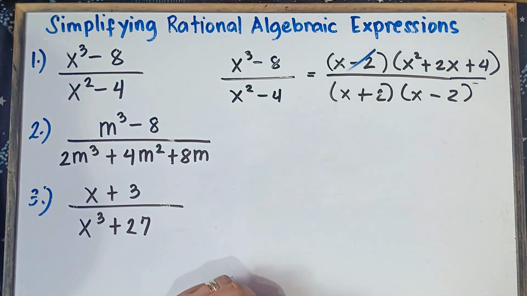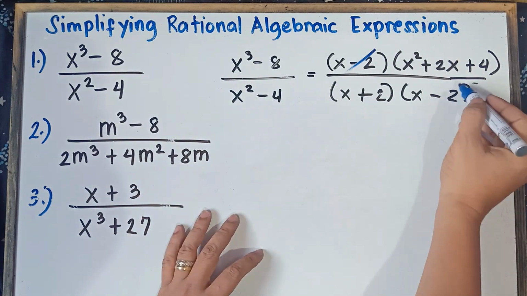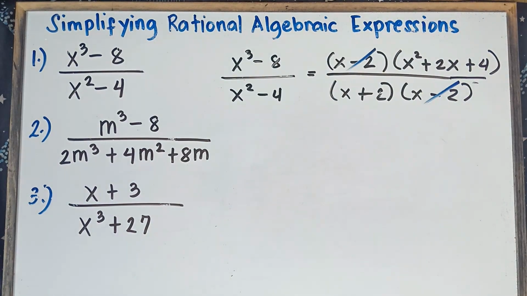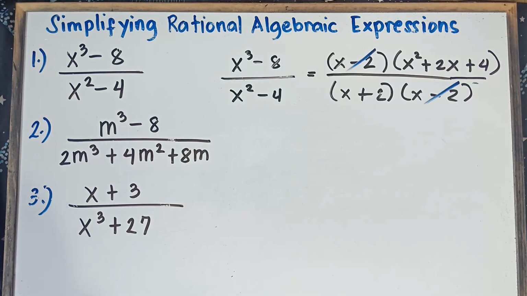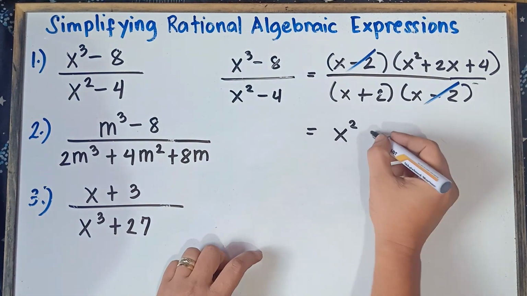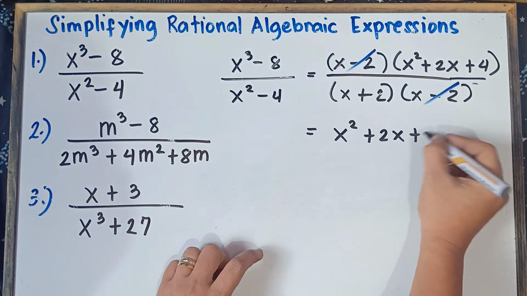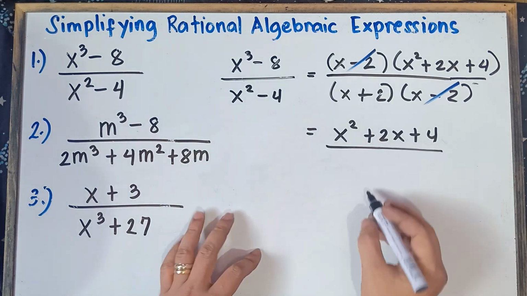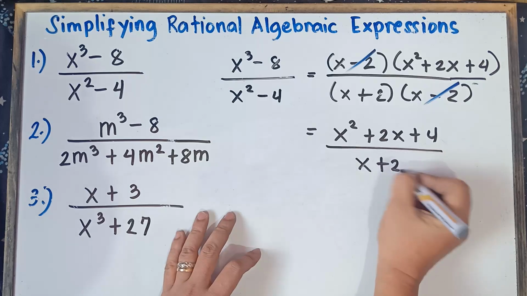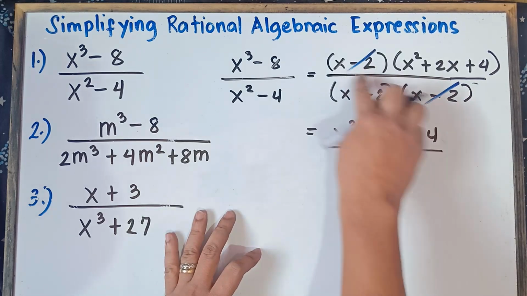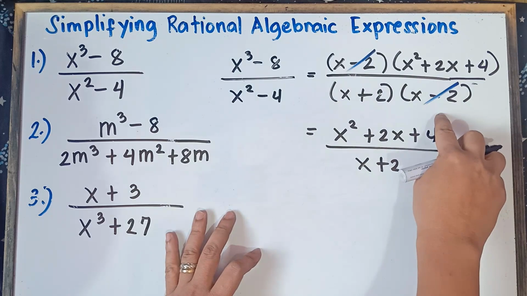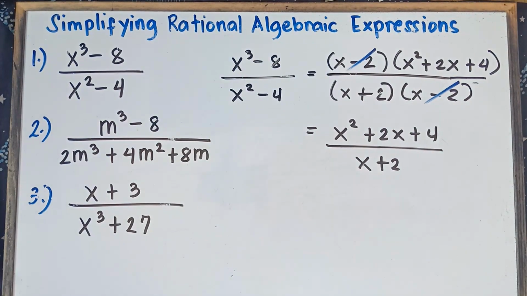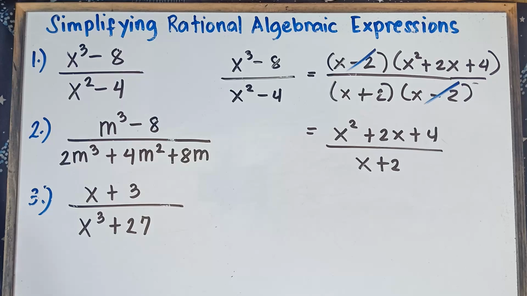So we can cancel out x minus 2 and x minus 2. Therefore our answer, class, is x squared plus 2x plus 4. For the other one, we have x plus 2. Once again, class, we can cancel this out because x minus 2 and x minus 2 are the same. That's it, class. That's the answer with regards to example number 1.